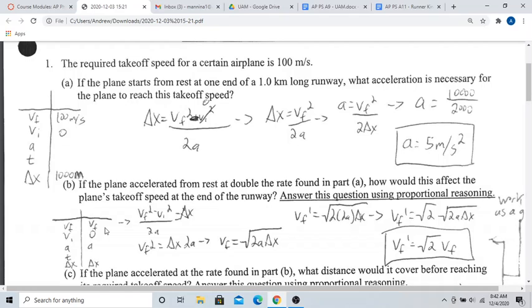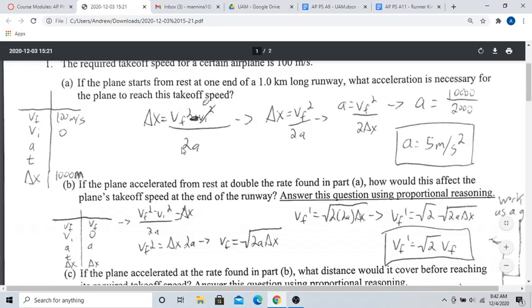Then all you do is put in variables. You basically don't change anything. You just leave it as a variable. The only thing you can change is anything that's equal to 0. So VI is 0. Again, I don't know anything about time, so I'm just going to leave it like this and put it right back into that same formula we used before.